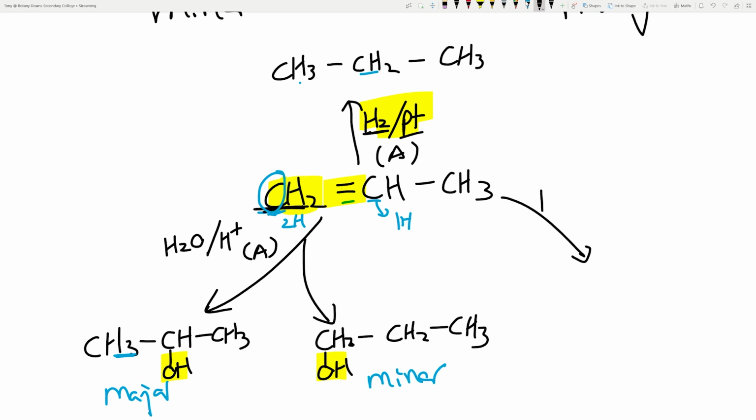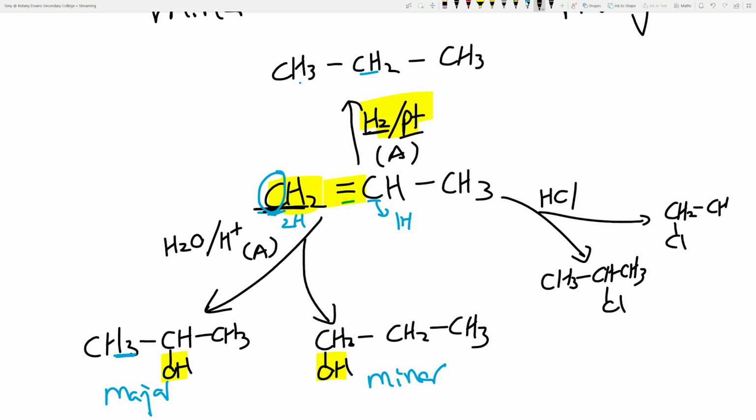Okay, now I can do a similar sort of reaction. I can do HCl. So when I do HCl, I'm also going to make 2 products. I'm going to make CH3. So for the exact same reaction like we did with the OH, we are going to make exactly the same thing, except instead of OH, it is Cl.